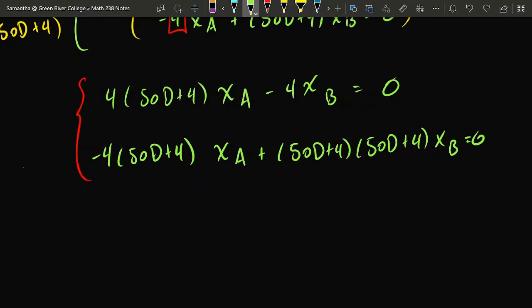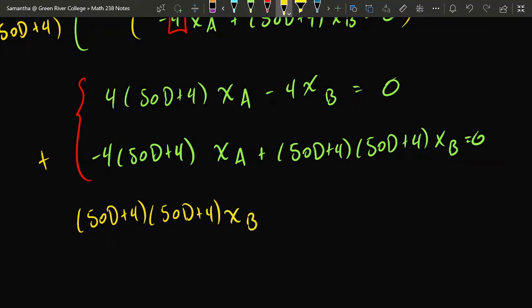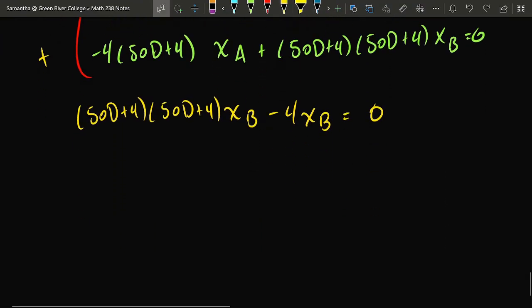Now that we've manufactured this canceling pair, these two terms identical but opposite, now we can go ahead and add these two equations together. And we get 50d plus 4, 50d plus 4, x sub b, minus the 4x sub b from the first equation, altogether equal to 0. Now let's simplify this and rewrite this in a more standardized format.